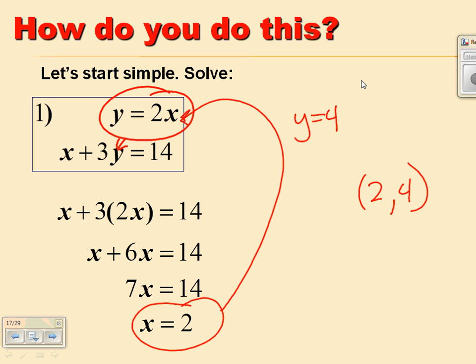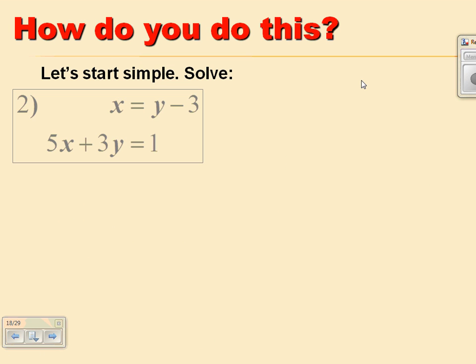So let's see if you truly understand this. Let me go on to number 2. So for number 2, x equals y minus 3, and 5x plus 3y equals 1 is the second equation. And I know my first equation, x is supposed to equal y minus 3. So what can I do with that? I can simply substitute x equals y minus 3 into my second equation. This is equal to x. So I'm going to simply put it in where x is.